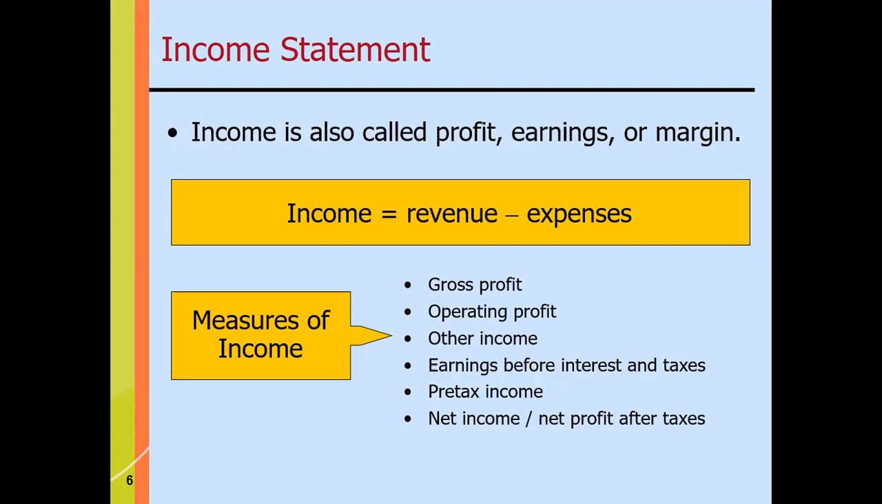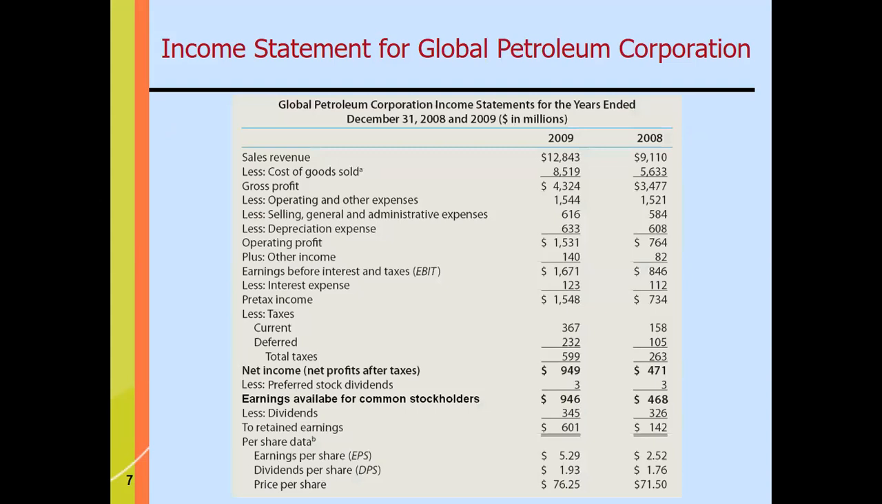But if there's interest, that would be the income or earnings already net of our interest, but before we deduct taxes. Then net income or net profit after taxes is, of course, our revenue less all the expenses, including interest and taxes. So these are just some of the measures of income or terms that we have to know and acknowledge with respect to our income statement.